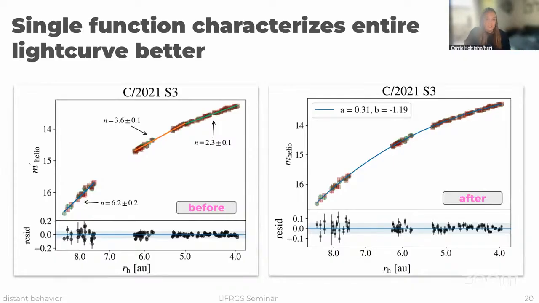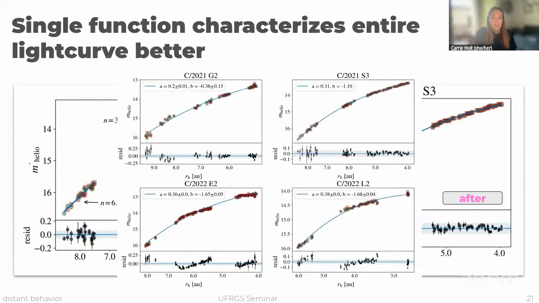So when we actually looked at this new model that we came up with, we found that it works significantly better. We have the old approach here on the left, where we have three separate slopes. And then on the right, we just have one model. It has an A value of 0.31 and B of minus 1.19, and you can see that's a pretty great fit. It's just one model, one set of parameters, not broken up into many.